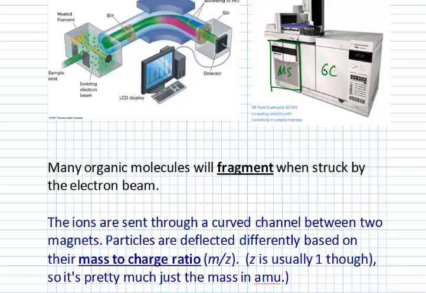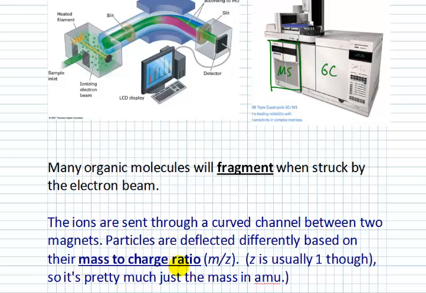Something that's interesting to us that we'll get to in a little bit is that most organic molecules will fragment when they're struck by that electron beam. So not only will they be imparted with some sort of charge, but the carbon bonds, for instance, will actually break, and the molecule will split into smaller fragments. The ions, whether it's the whole molecule or those fragments, they're all sent through this curved channel. They're deflected based on their mass to charge ratio.